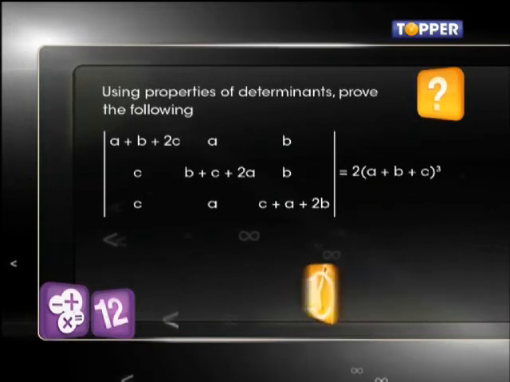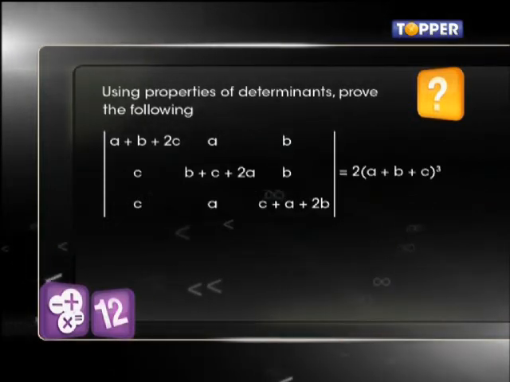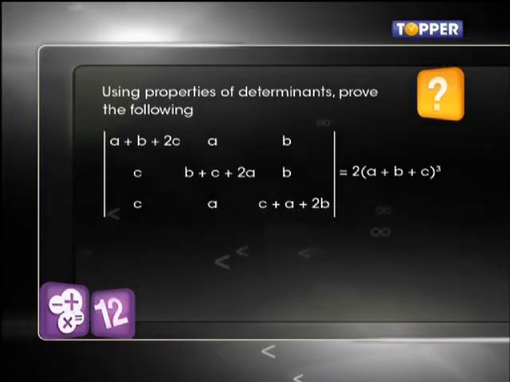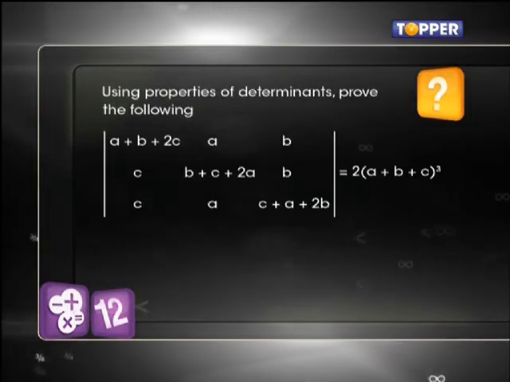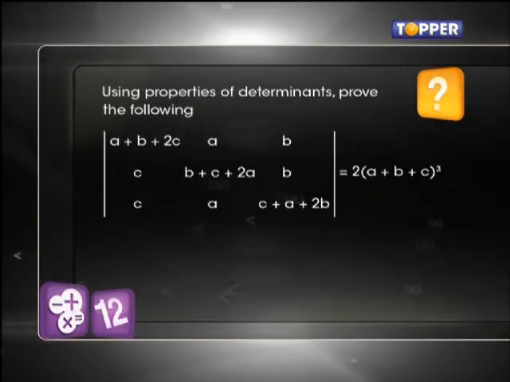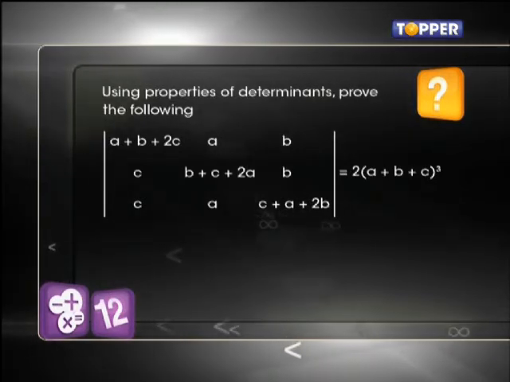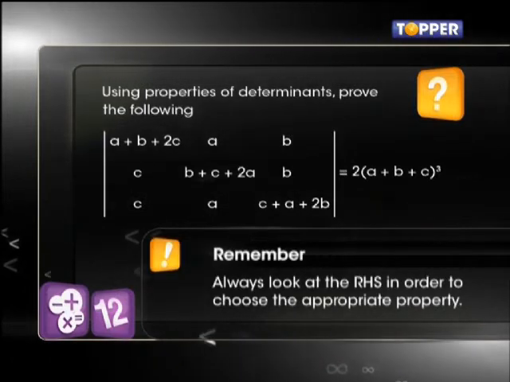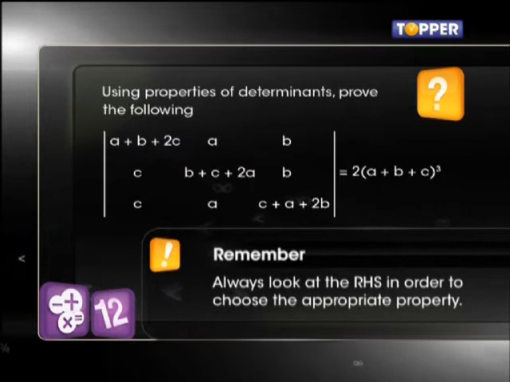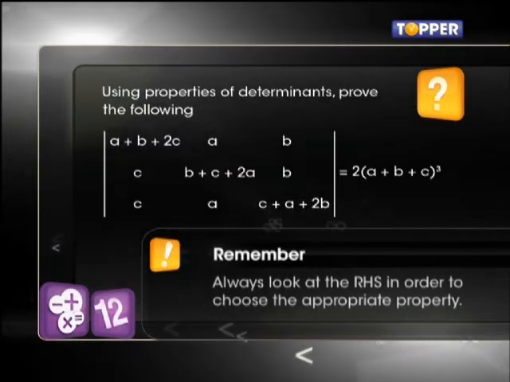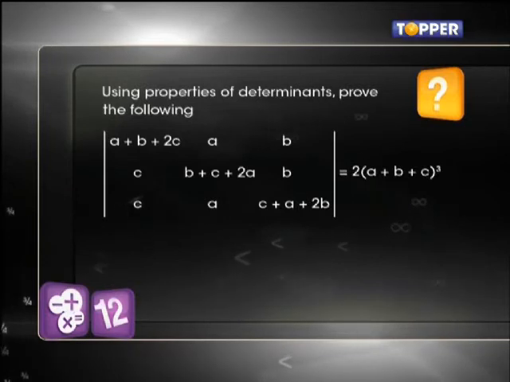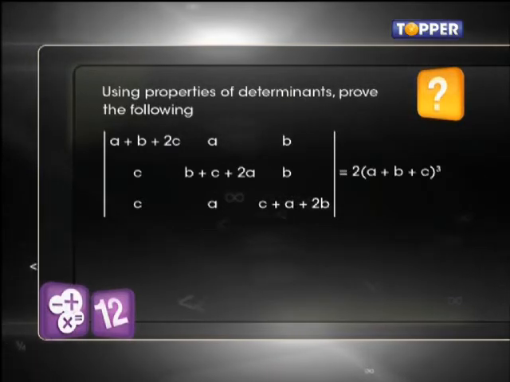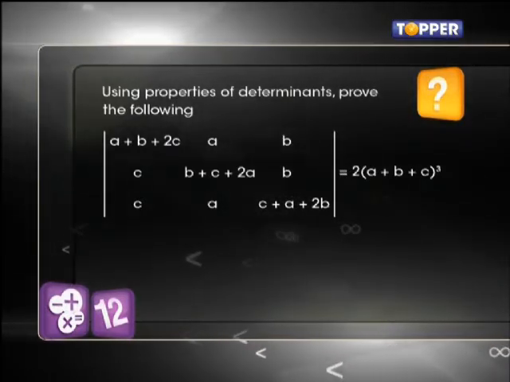Using properties of determinants, prove the following determinant is equal to 2 multiplied by (a plus b plus c) whole cube. This question is based on conceptual ability. The comprehension of properties of determinants is important to crack such problems. Your exam strategy for this topic must always consider the end result that we need to prove. Any property we apply will be determined by this end result. Also, while applying properties, try to take common numbers from the rows or columns for simplification.